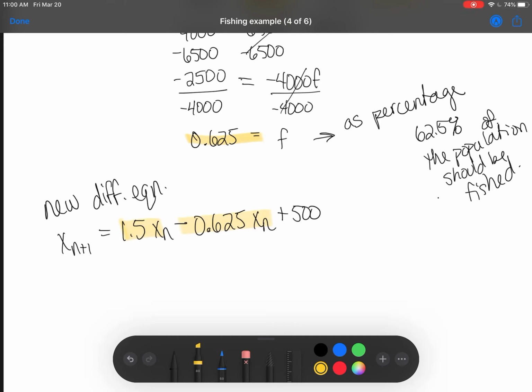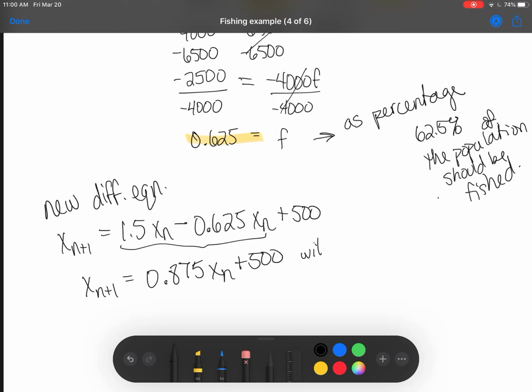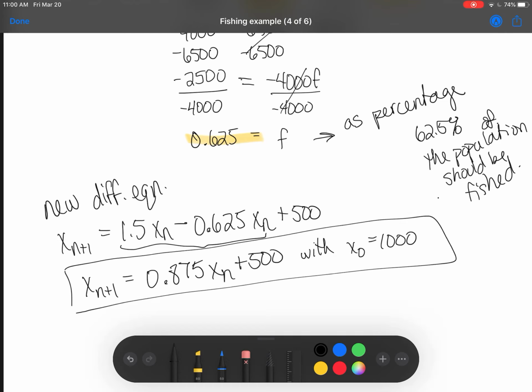This is fine. It's not the best way to write the difference equation. We should take these two terms that both have x sub n in them and combine them. So that gives us x sub n plus 1. If we do 1.5 minus 0.625, that gives us 0.875 x sub n. And then we have plus 500. And then I'll just rewrite that our x sub 0 is 1,000. This is our new difference equation.